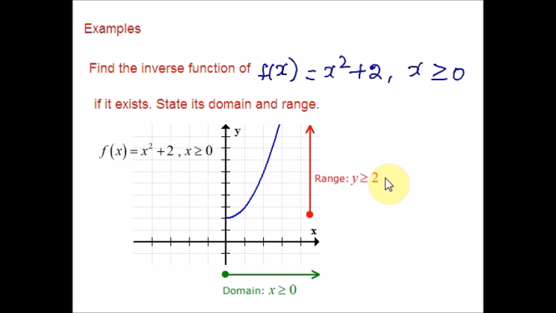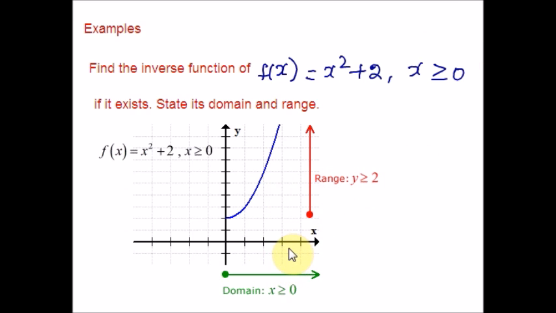So the domain for the inverse function would be x greater than or equal to 2, because we are just going to swap this information. And the range for the inverse function would be y greater than or equal to 0. Do you all agree with me? Do you see how I interchange the domain and range of the original function to get the domain and range of its inverse? Yes, I'm just swapping.